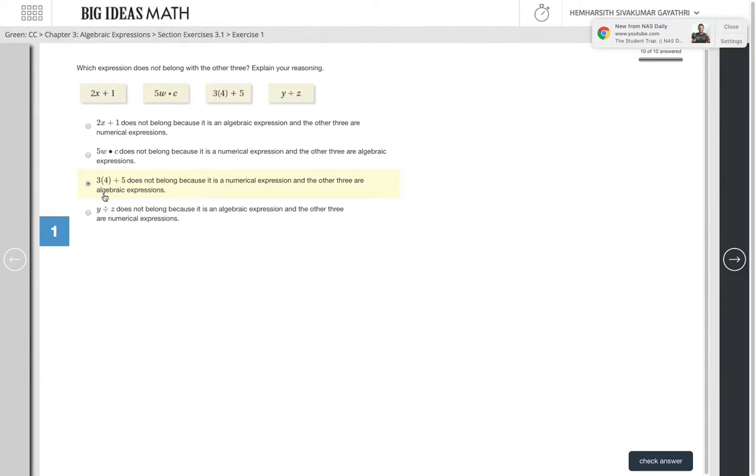It says 3, 4 plus 5 does not belong because it is a numeric expression and the other three are algebraic expressions. They all have letters, but this one doesn't. So that can be easy for you guys to remember, and I got that one correct.